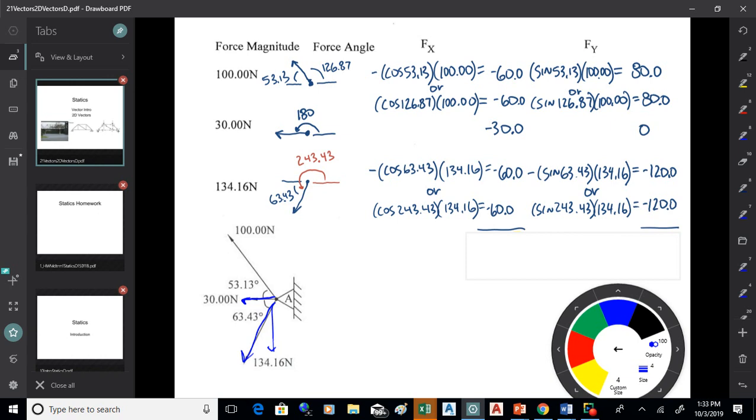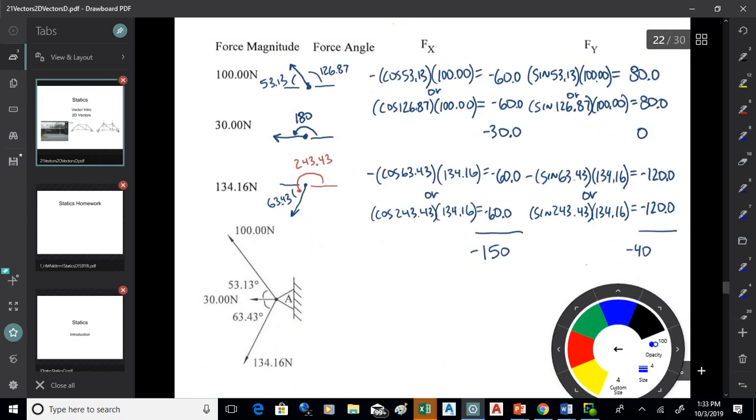So we good with that? So then we just add them up, see? Just add up the columns, you get the total. So that's how you do that, all right? You could take negative 60, negative 30, and negative 60, you get negative 150 for sum of fx. 80, 0, and negative 120 gets you negative 40 for sum of fy.